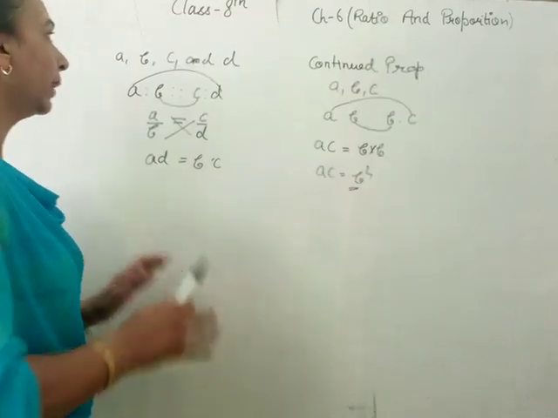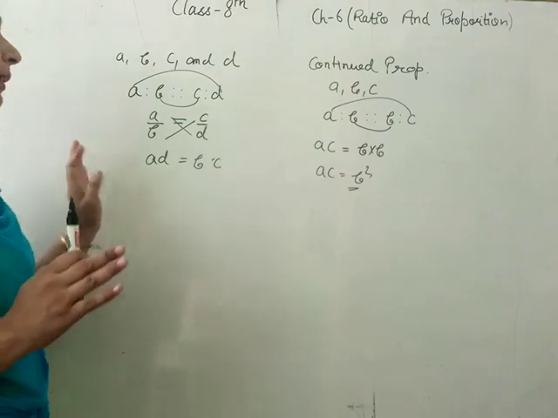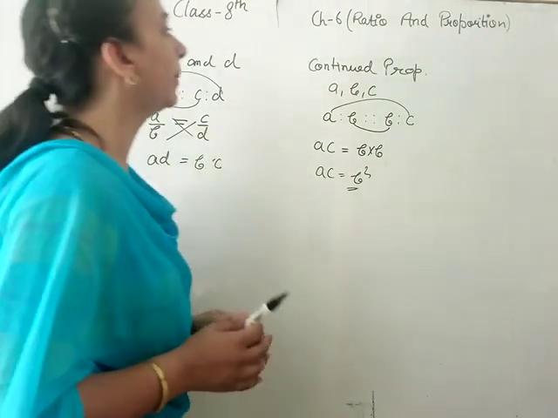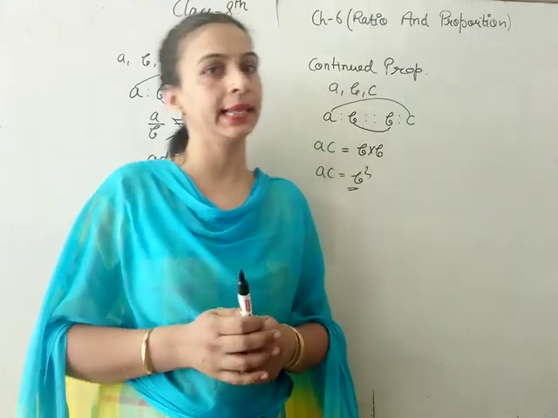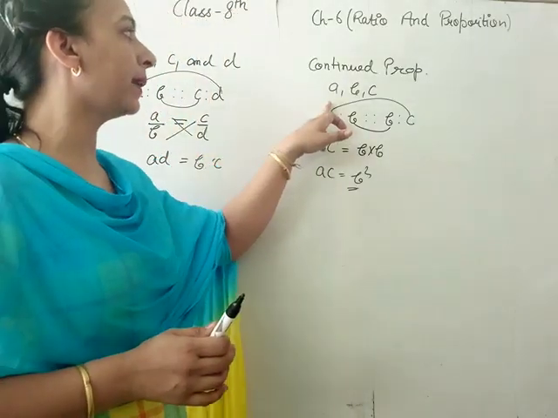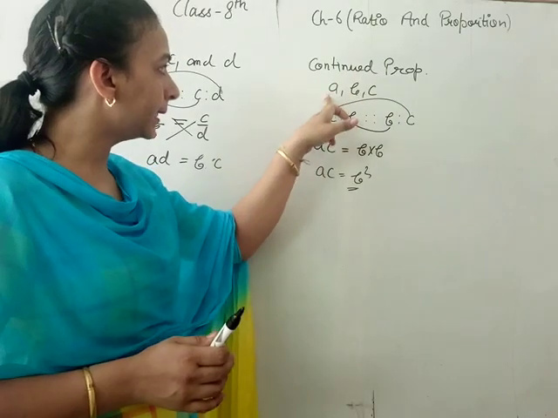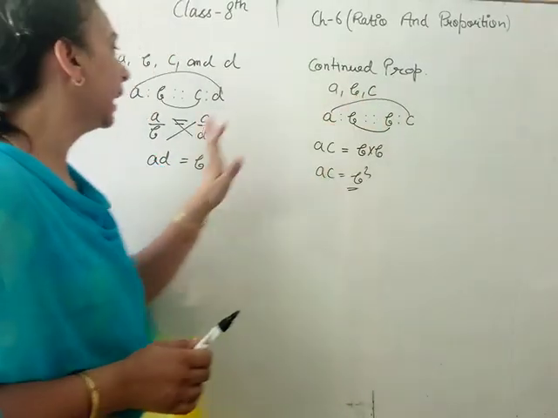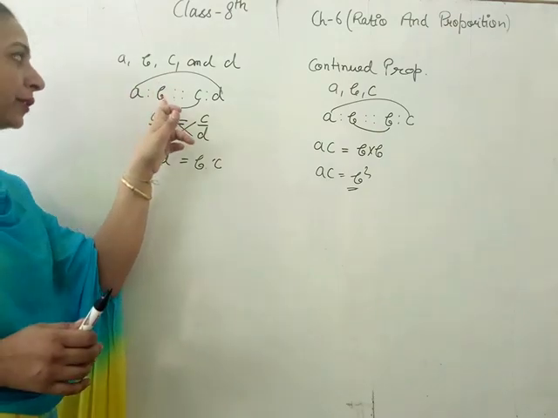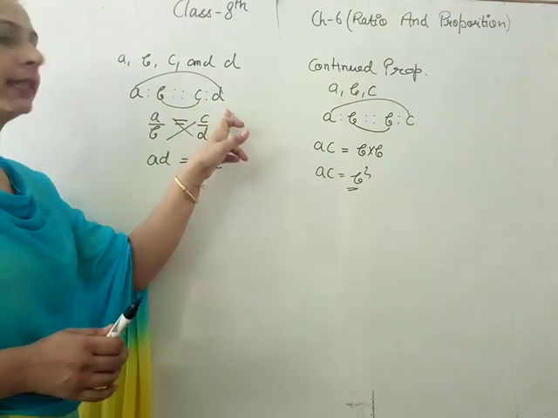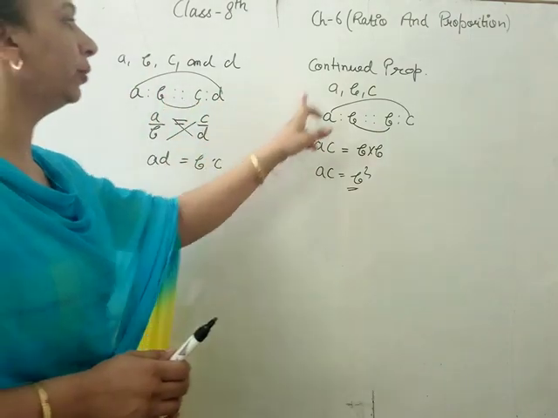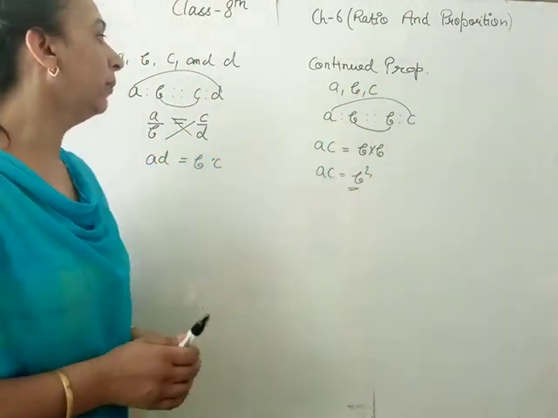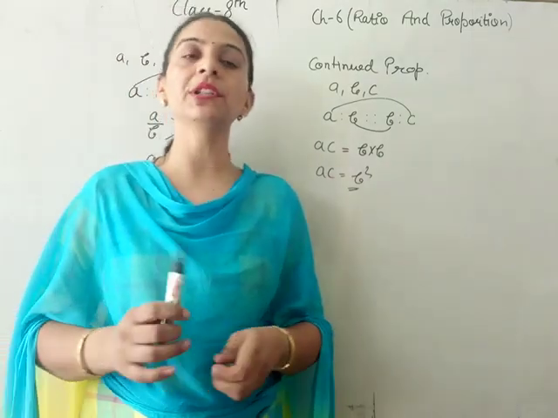So students, in simple proportion there are four quantities, but in continued proportion there are three quantities. This is first, this is third, and this is the mean proportion. In simple proportion, there is first, second, third and fourth, but in continued proportion, first, third, and this is the mean proportion. Okay, now I will take some questions from the exercise.